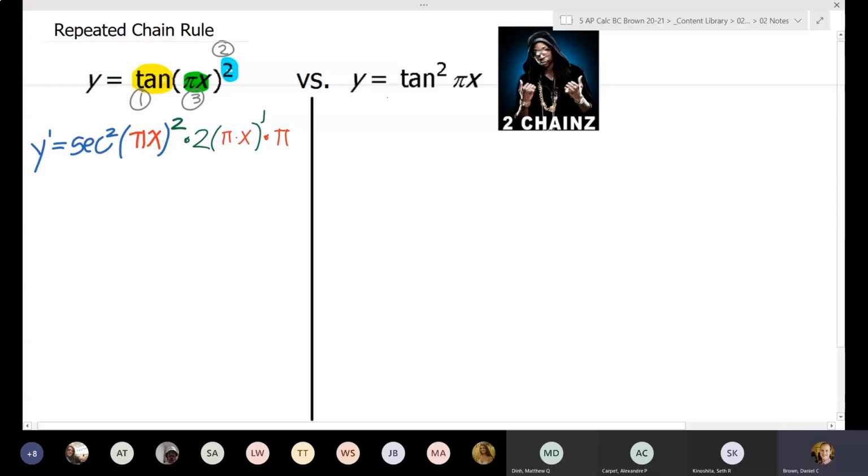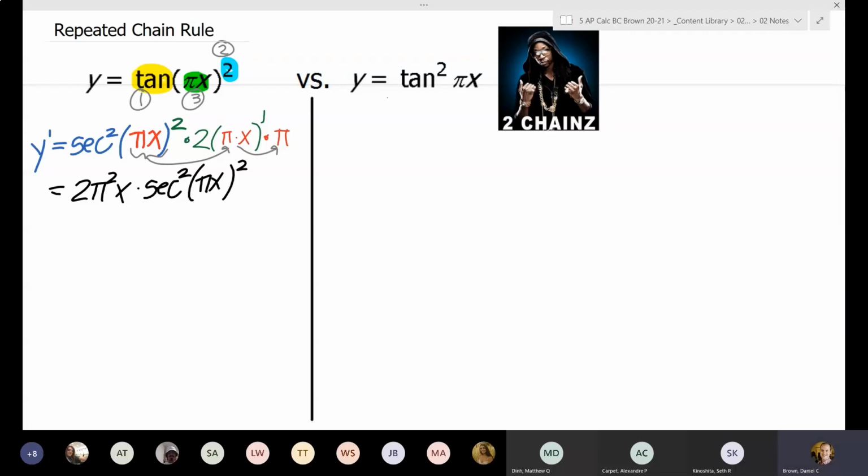We can clean it up a bit though. I see I have a 2 times an x and times 2 pi's, and that's times secant squared of pi x squared. You can see we just did this unwrapping motion where we left the inside the same, and you just kept multiplying by the derivative of the inside.